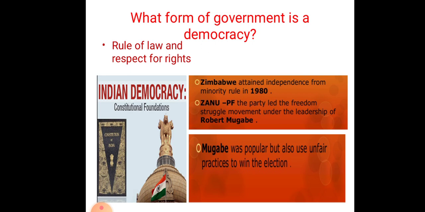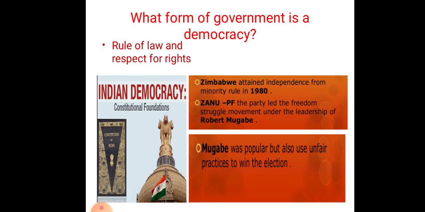Government should work for the people. So many malpractices also happen during elections in Zimbabwe. Rule of law means everybody will be equal before the law. Whether you are a Muslim or a Hindu or a Christian, rich or poor, higher caste or lower caste, in front of the law, everybody will be equal. Let me explain one more time in detail.